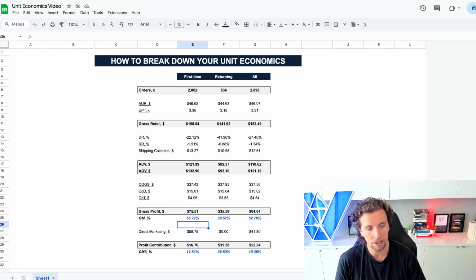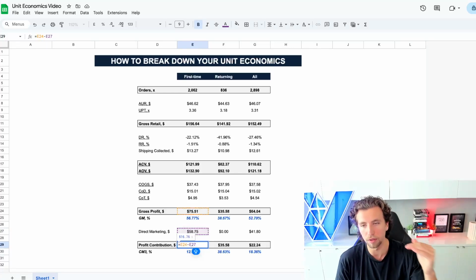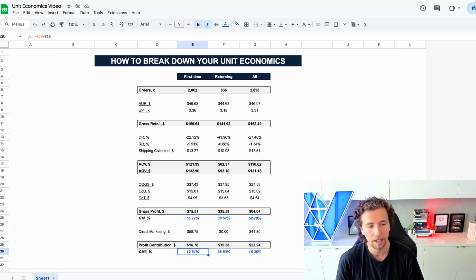Now, the next consideration is what is our blended CAC? This is our total advertising cost divided by new customers acquired. That sits at $58.75, which then takes us down to the final calculation here of profit contribution, which is your gross profit minus your CAC, which comes out to $16.76, which sits at a CM3 percentage or a contribution margin percentage of 12.61%.